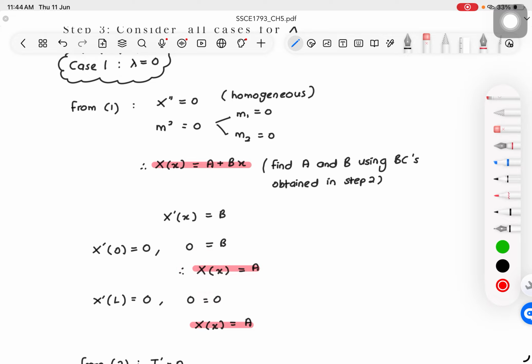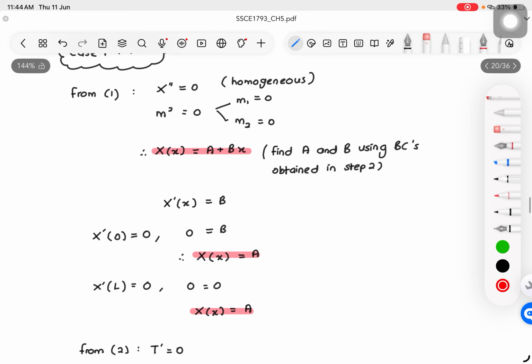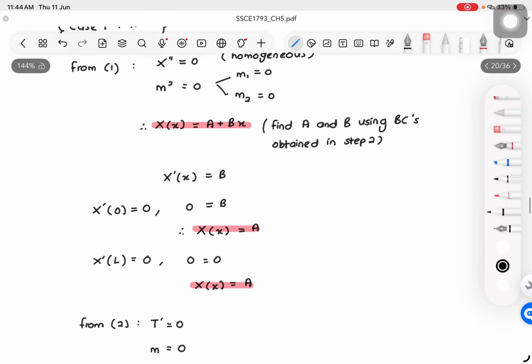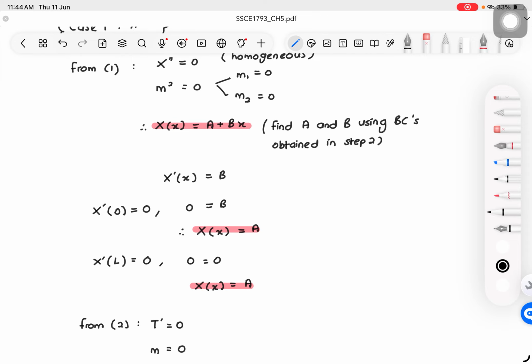Then we have the second condition, which is x prime L is equal to 0. You substitute inside this equation, so you still get x is equal to a. So meaning that you obtain your general solution is equal to a, which is not equal to 0. So this is not trivial, so we accept this one.